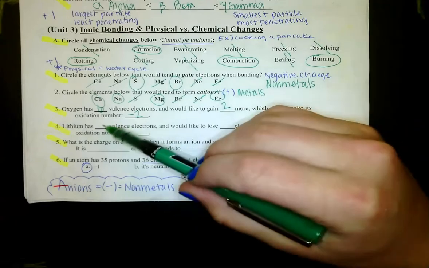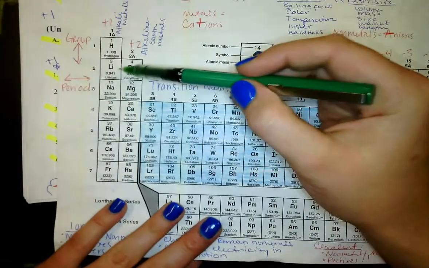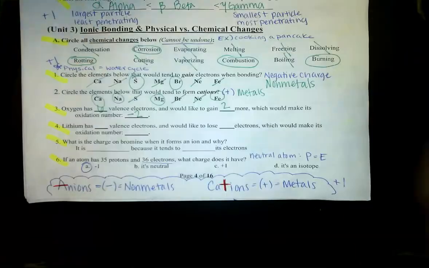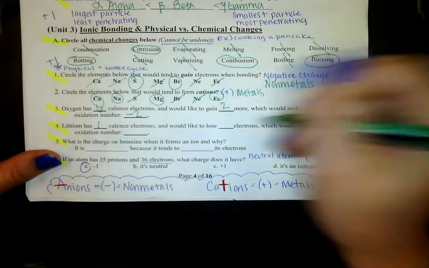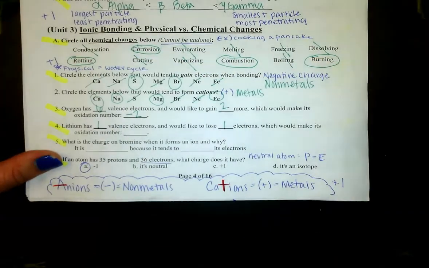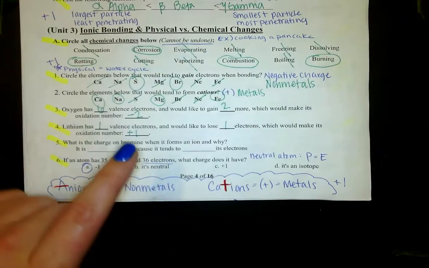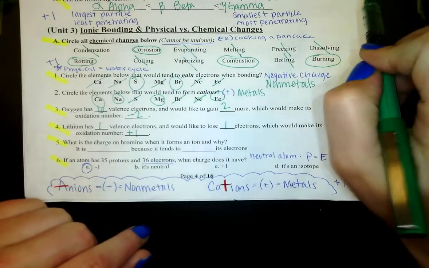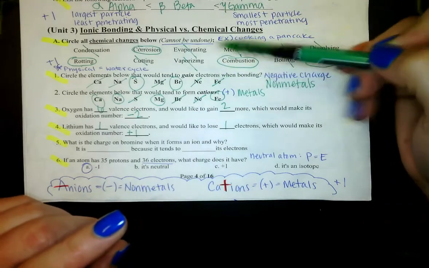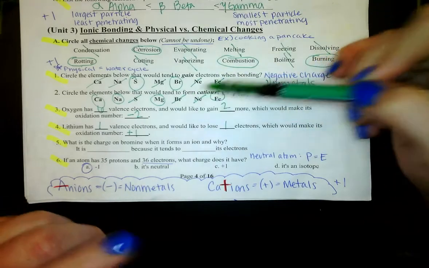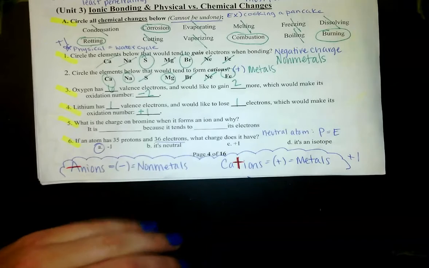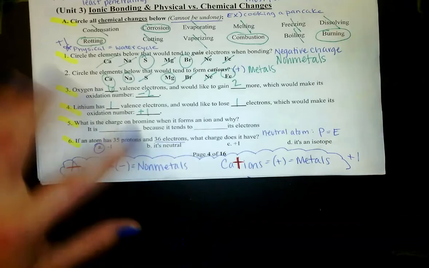Okay, lithium has how many valence electrons? It's in group 1, so it has 1 valence electron. It would like to lose that 1 valence electron, which would make its oxidation number +1. So this one is positive because it loses that negative electron, and it makes my positive protons more than my negative electrons.